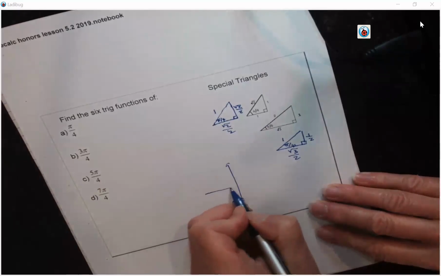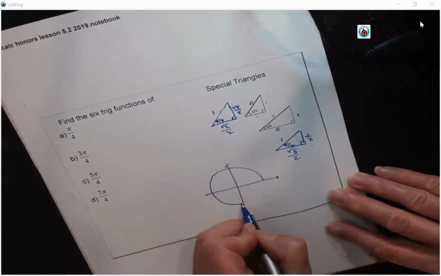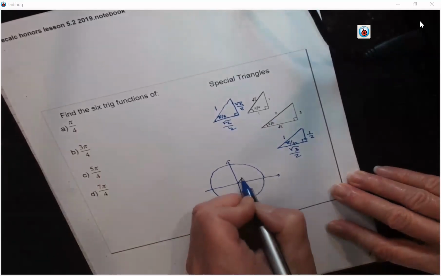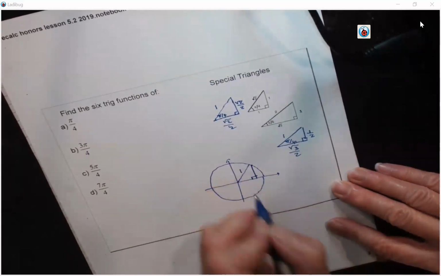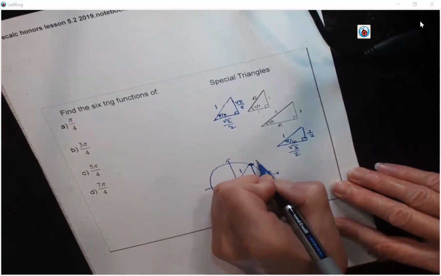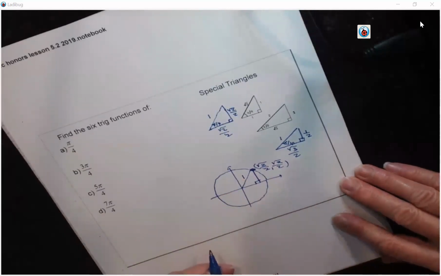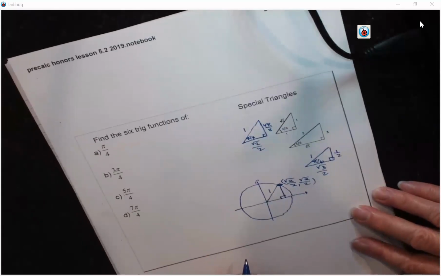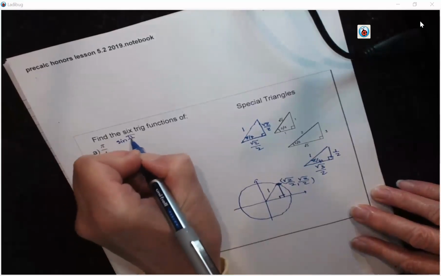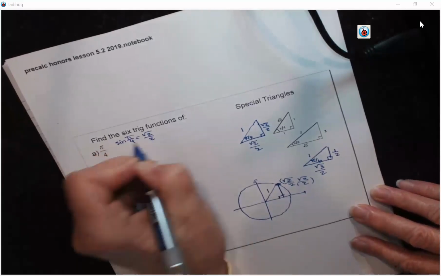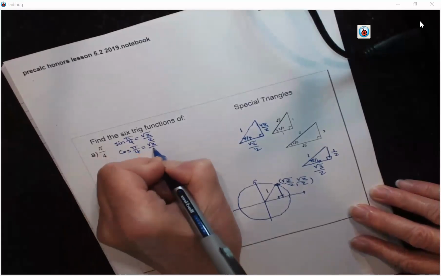I'm going back to the unit circle again. Let me just draw. Pi over 4 would be in the first quadrant, and again, the hypotenuse is 1. The coordinates of this point here would be root 2 over 2, root 2 over 2. So if I want the 6 trig functions of pi over 4 on the unit circle, the sine of pi over 4 is the y coordinate, which is root 2 over 2. The cosine of pi over 4 is its x coordinate, which is also root 2 over 2.